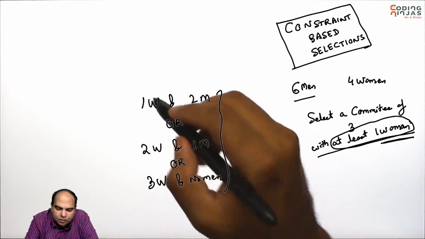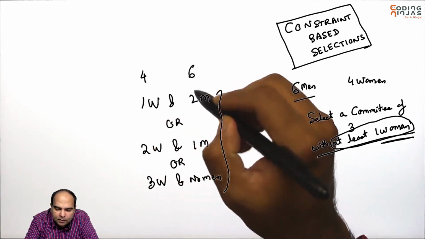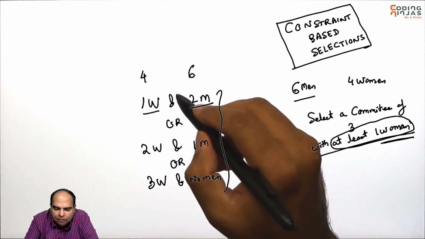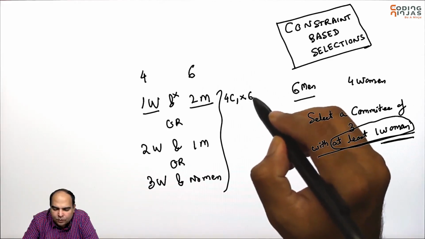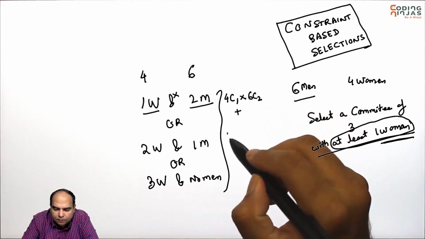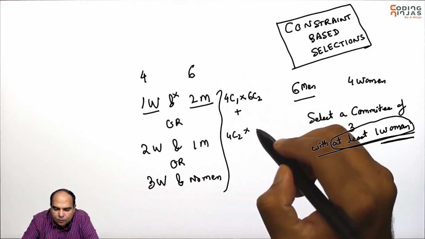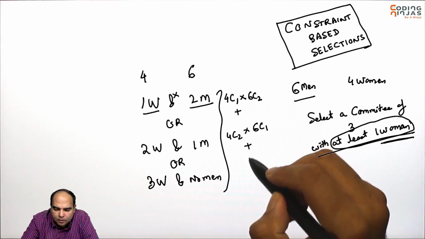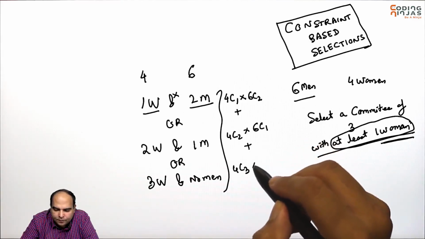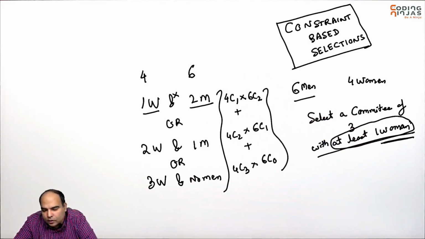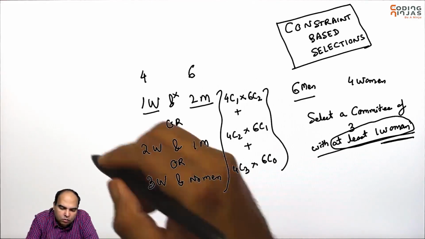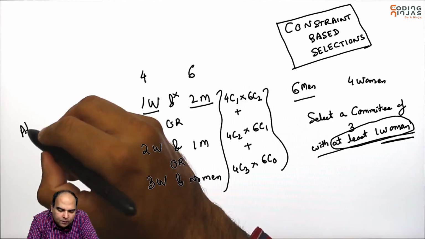And because you have 4 women and you have 6 men, each of these are selections, and will always be an into. The numbers here will be 4C1 into 6C2 plus 4C2 into 6C1 plus 4C3 into 6C0. So whatever that calculation will lead to will be your answer. I'm leaving that calculation for you, but this is how you can do this. The other way you can do this also is committee with all men.